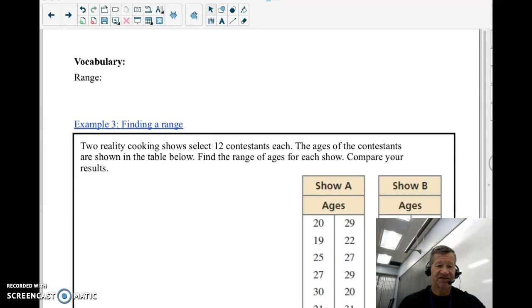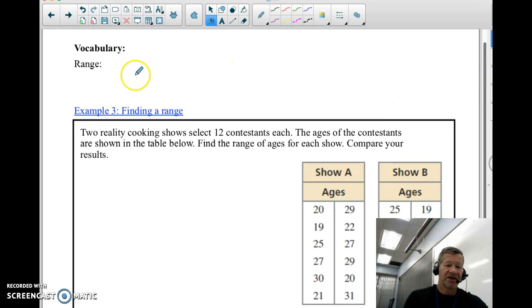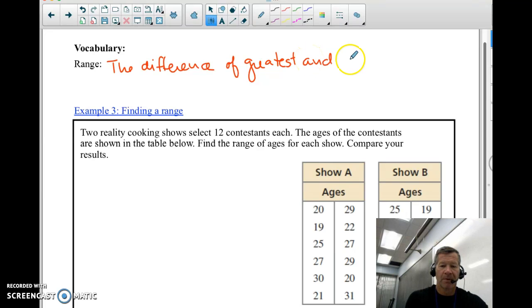Example 3 of section 7.1, we are now going to define what range of a set of data is, and we're going to actually find that in an example here. So, first of all, definition. Range is simply the difference of the greatest and least value. So a range is not a measure of center, it's a measure of spread. How spread out is the data?